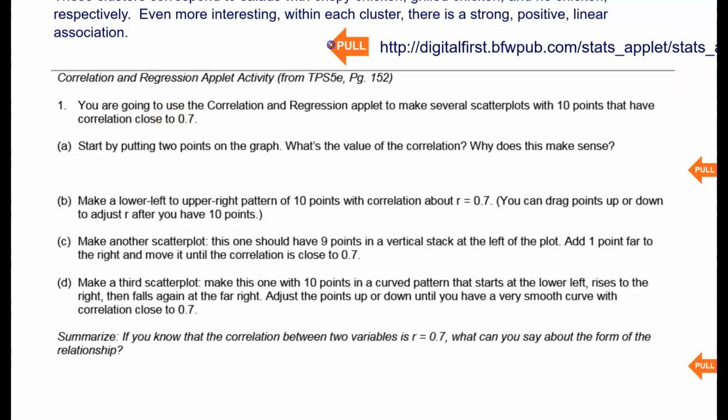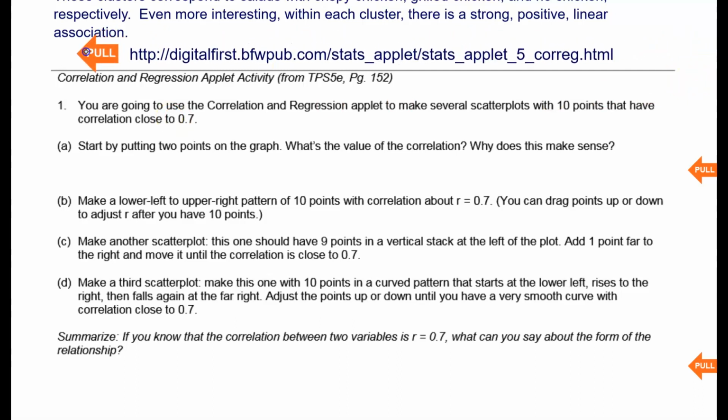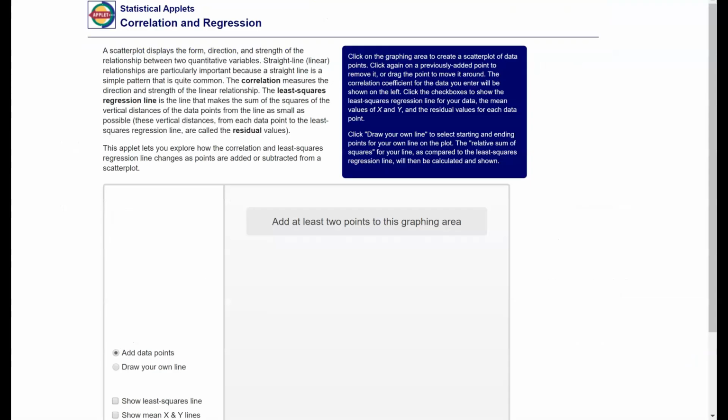But in case you don't have that handy right now, that is the URL for the applet. And when you open the applet, it should look like this. The scatter plot displays the form, direction, and strength of the relationship between two quantitative variables. That's what we're working with now. I'm going to let you play with the applet a little bit, but I'll start by doing the first thing for you here.